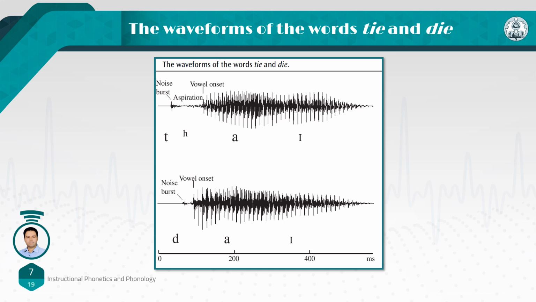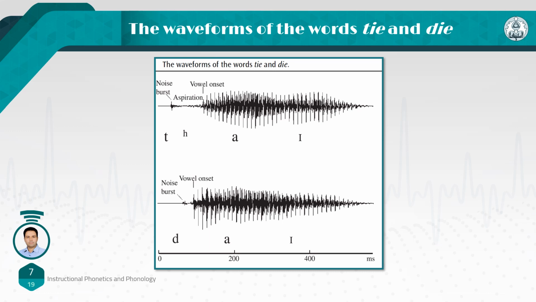This is what happens for a word like "tie." T. This is the noise burst. T. After it, we have aspiration, a period of voicelessness, and then "ta," "eye." Here, you can see the repeating wave as the vocal folds begin to vibrate for the vowel.